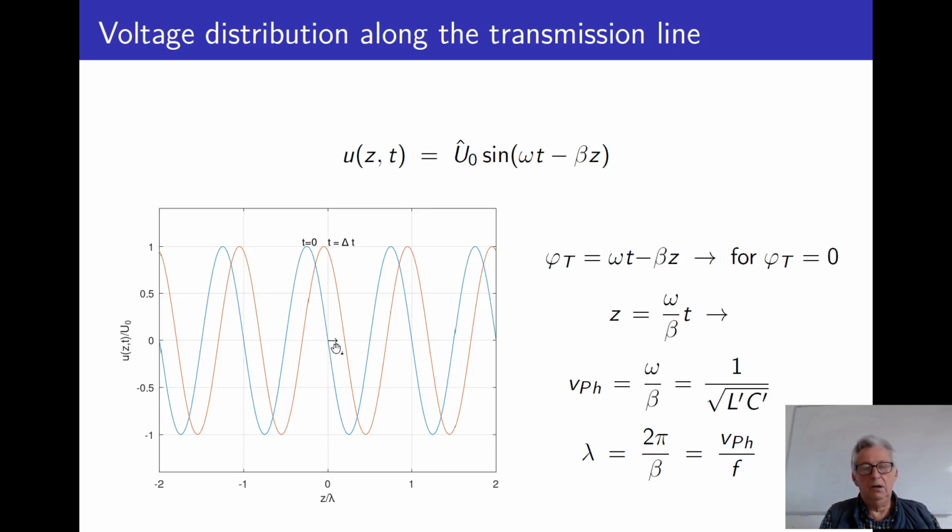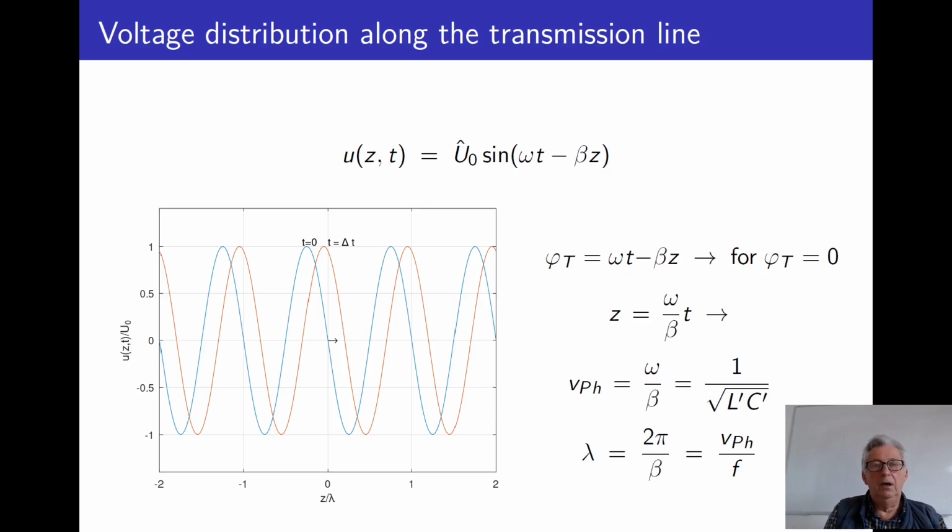And if I have a look at the distance between this point and the point where the function repeats, we can define now the wavelength, and this wavelength is given by 2 pi over beta, which is equal to the phase velocity divided by the frequency of the exciting wave.